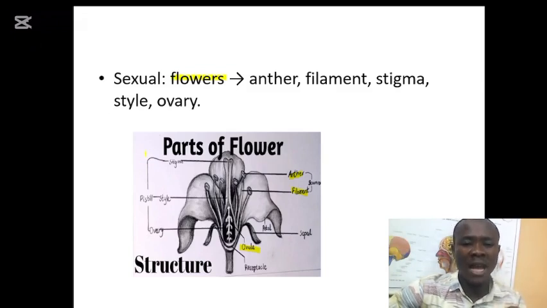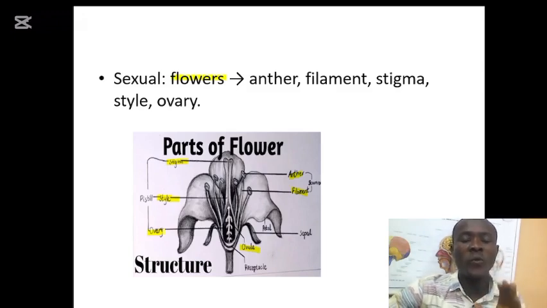And we have here on the right side the stigma, the style, and the ovary. The stigma, style, and the ovary, collectively they are called the pistil, and they form the female reproductive part of the flower. And a flower having only the female part is called a pistillate flower.